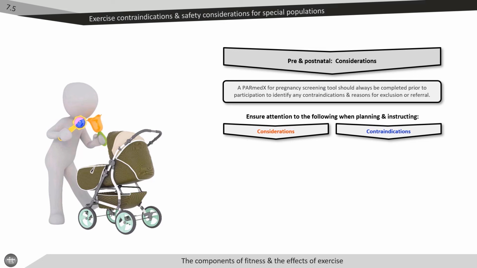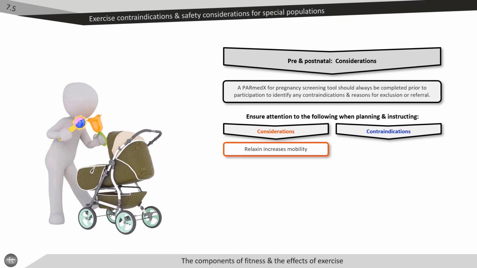Acute physiological response to exercise is generally increased during pregnancy compared to those non-pregnant individuals. Therefore, monitoring during exercise is recommended and consideration should be given to which trimester an individual is in or whether they are postpartum, as this will reflect the considerations of the individual. The following are general considerations for all pre- and postnatal women.